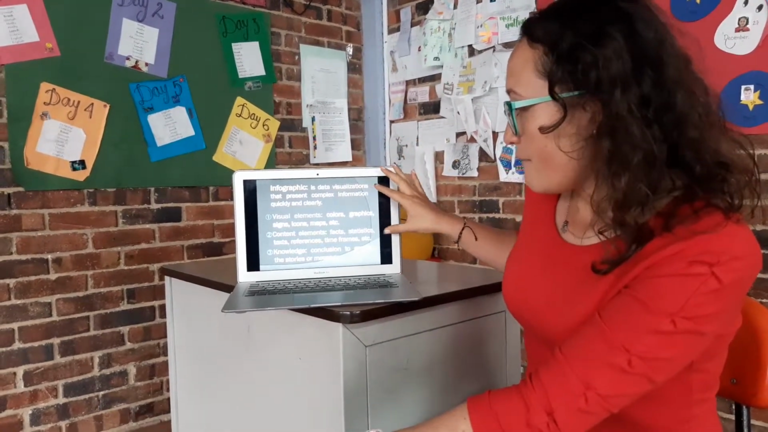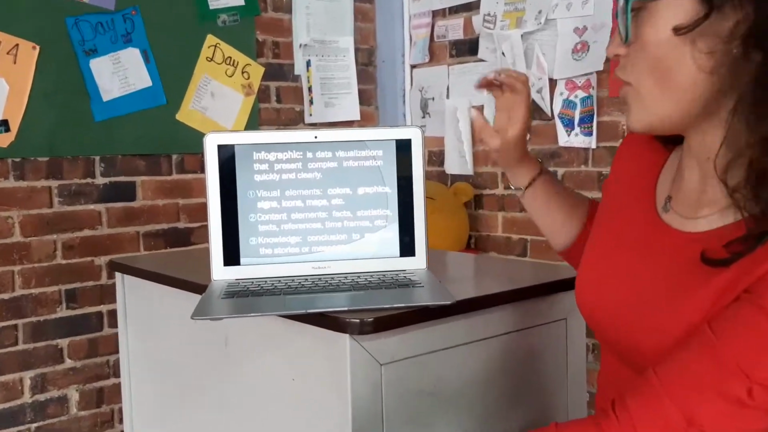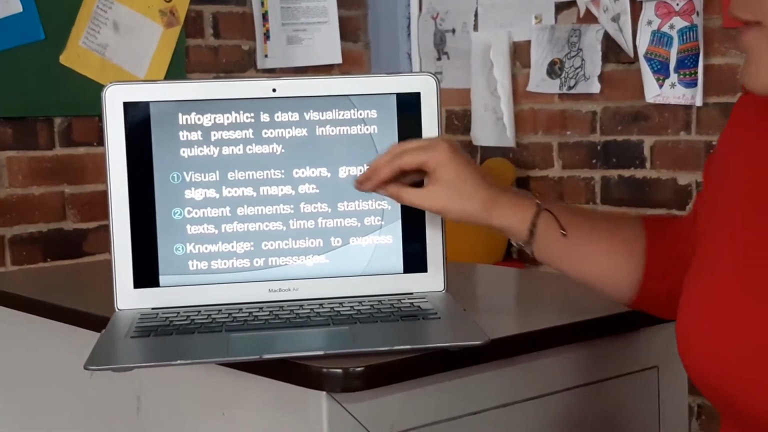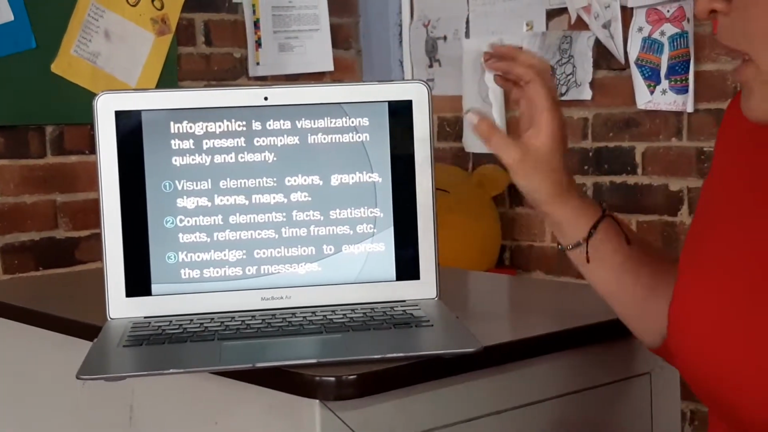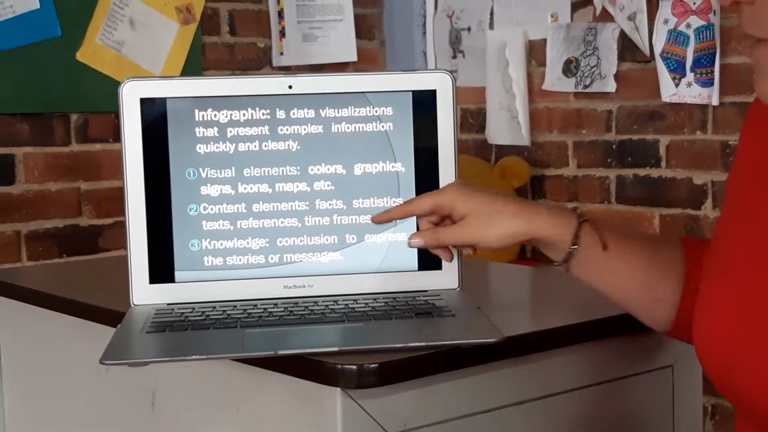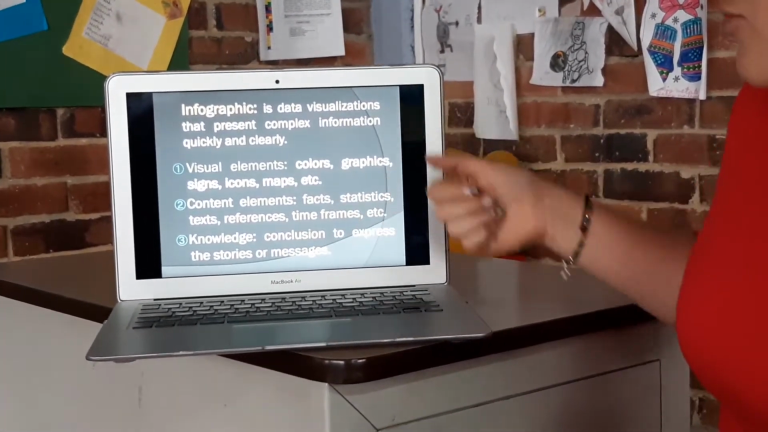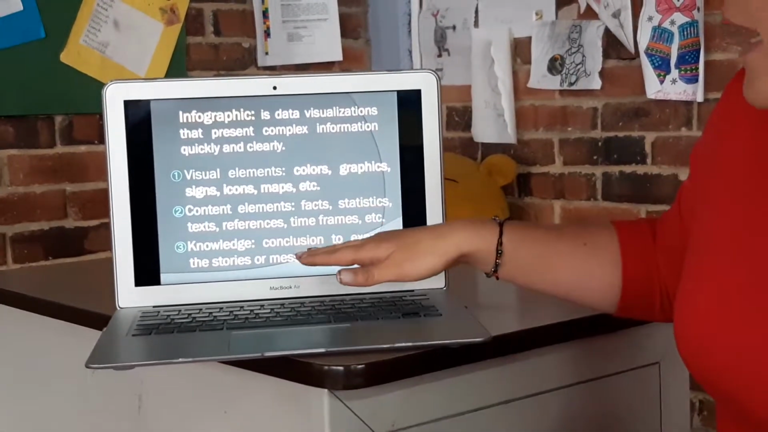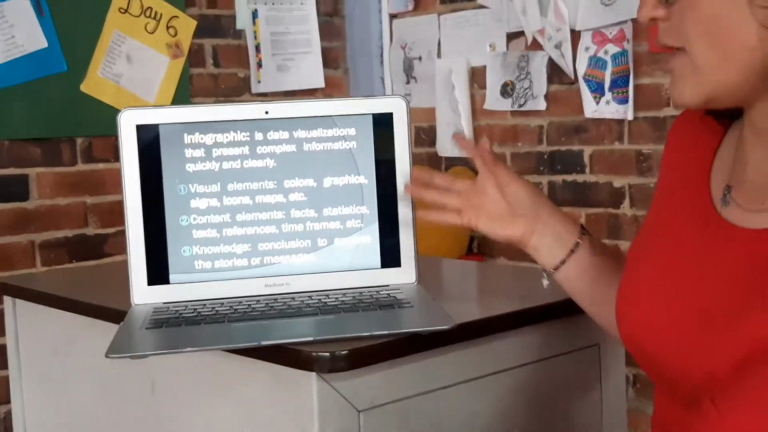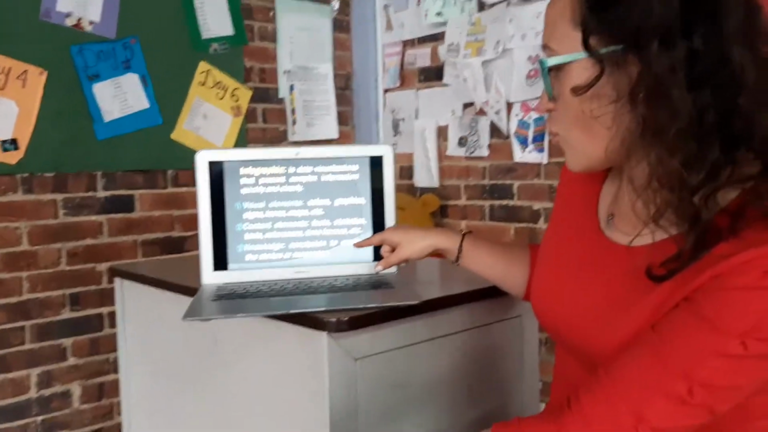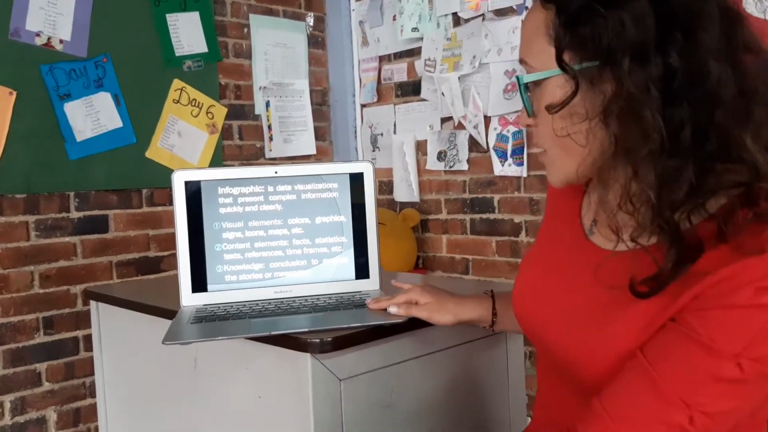So it's a very good idea to put this kind of tool in your poster. It is made of 3 essential parts. Visual elements, so it has to be the colors, graphics, signs, icons, maps, all the representative graphics. The second one is the content element, what it represents: facts, statistics, text, references, time frames. And finally, the knowledge that is going to be transmitted by this infographic. So it can be the conclusion to express the story or the message. Okay.